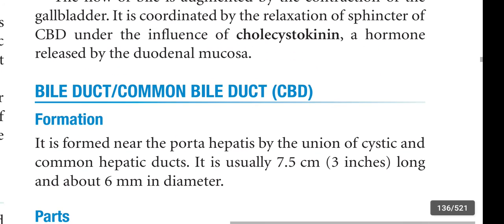In the next video we are going to learn about the bile duct. It is also called the common bile duct.